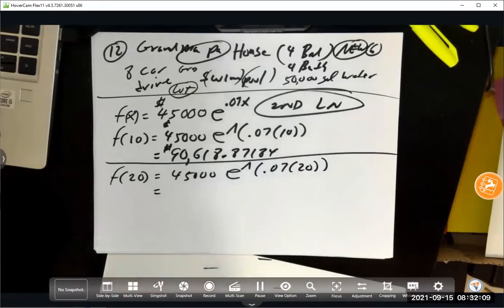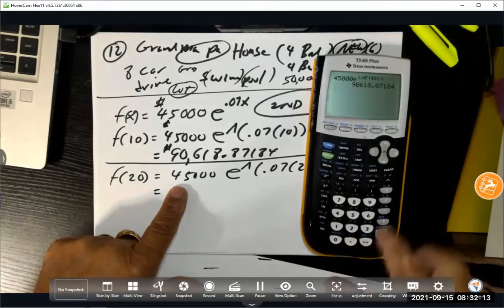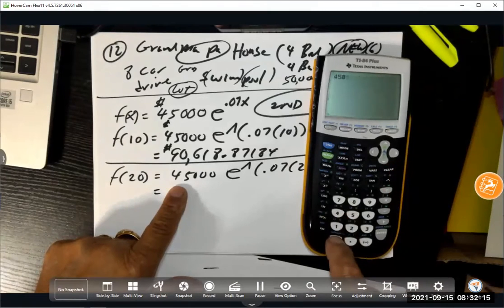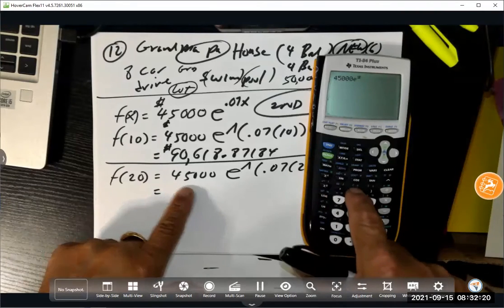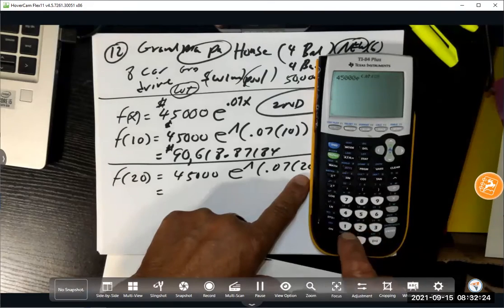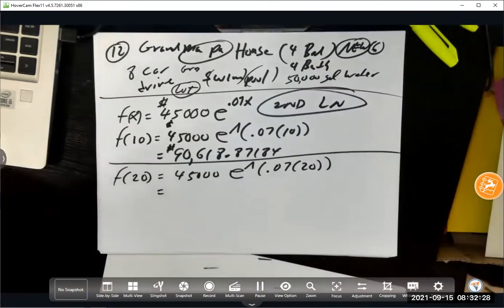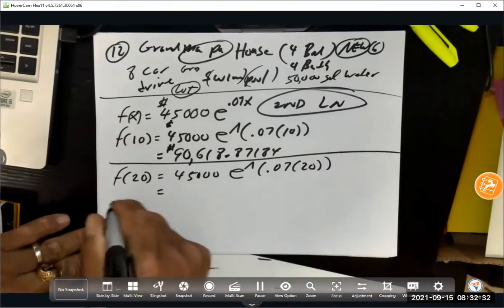So now do this one here. Do the same setup. Okay, let me do it again. 45, 1, 2, 3, second LN. So how many years have gone by? 0.07 times 20 years later. Okay, so give me a number. Twenty years after living at this house in the neighborhood, how much is their house worth now? Give me a number.